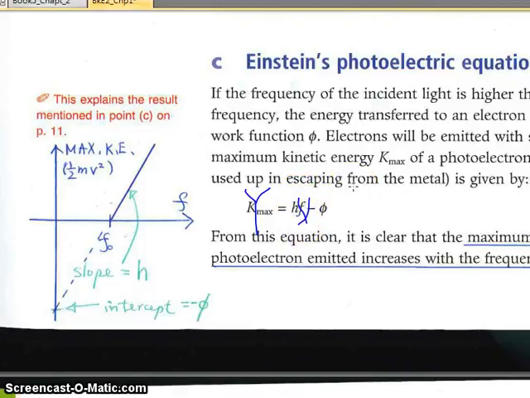In that way the slope is h, and you may also see the horizontal intercept is F threshold, which is the threshold frequency, and the vertical intercept is the negative of the work function. Would you copy that down? Alright, this is so important.